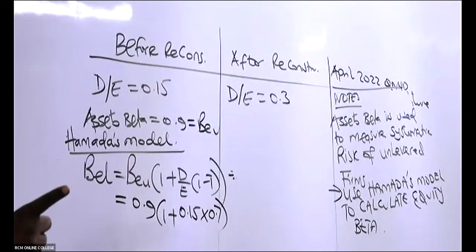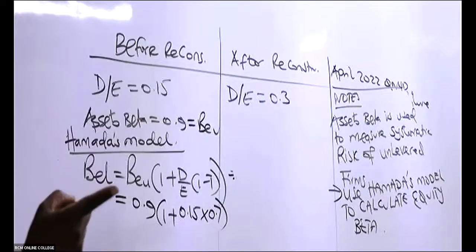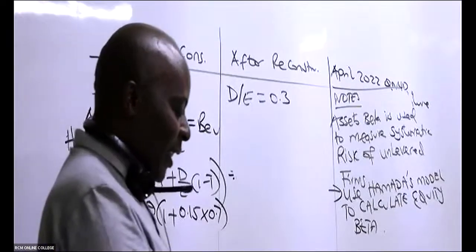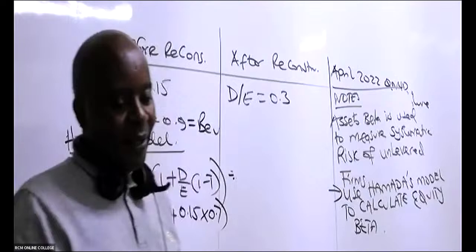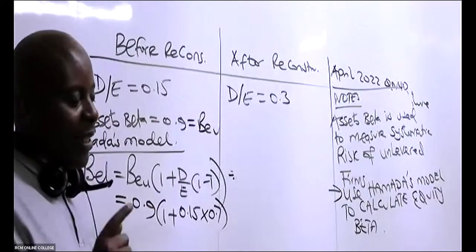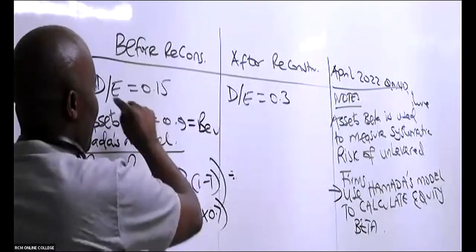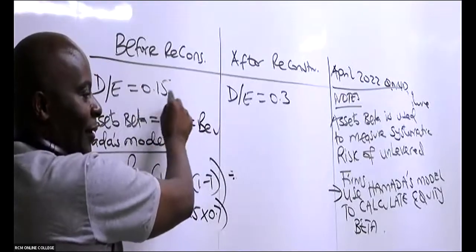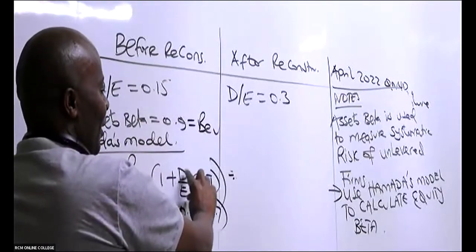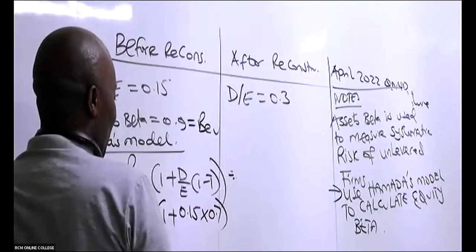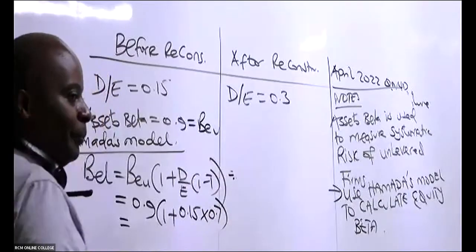Where did I get 0.7 from? It is 1 minus tax, because tax is given there as 30%. Thank you. And then debt over equity, you see, this is debt over equity, the whole of this. 0.15 times 0.7. So is there somebody who is able to give me this figure?